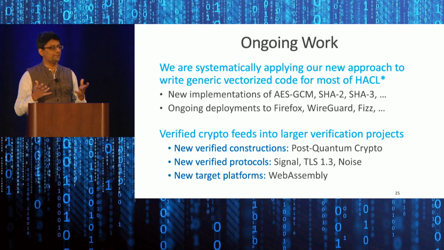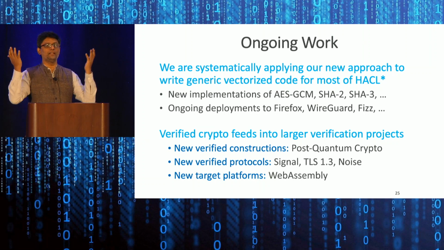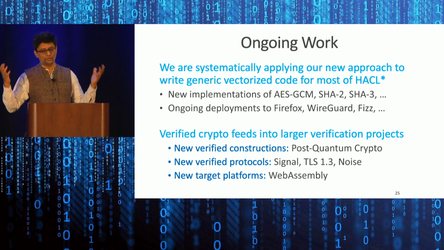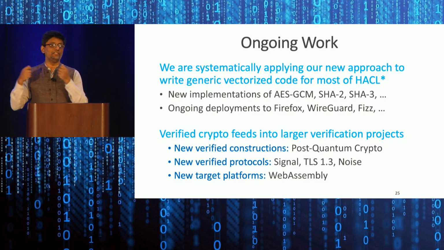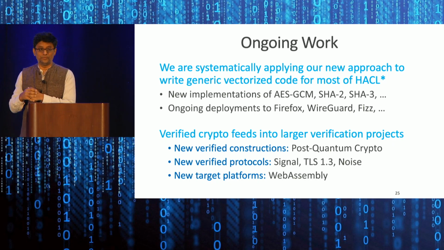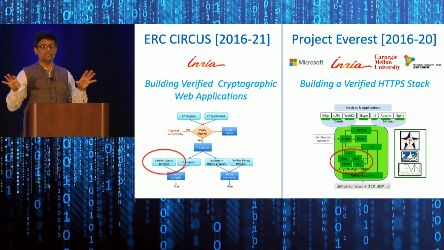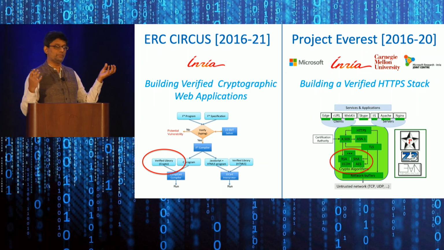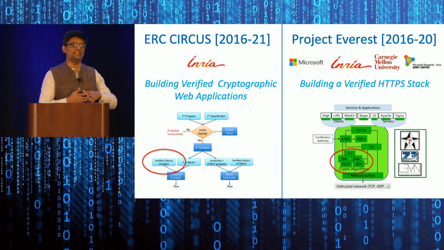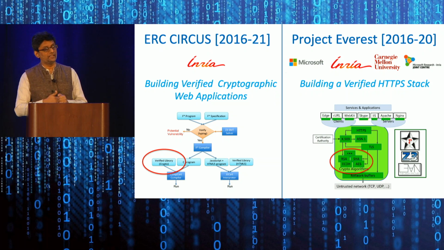Of course, just verifying the crypto itself is not so interesting. You want to lift it up and try to verify larger crypto applications, protocols, and stacks. And already we are seeing that the vectorized version of SHA-3 can be very easily used in many post-quantum primitives that we are also trying to verify and so on. And more generally, we are working on 2 different projects, which you might have heard of, where the crypto library is just a crucial but one component of building a large verified security stack for the web, including Project Everest, which is where a lot of the developments that we are doing are coming from.